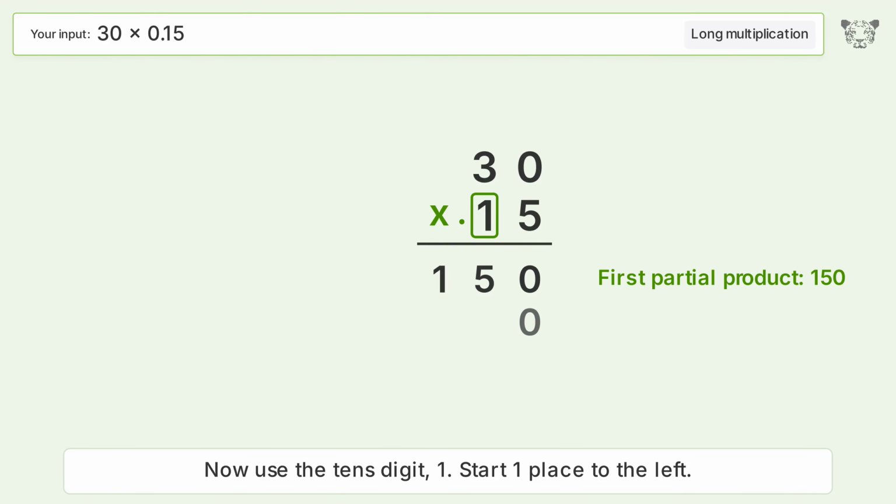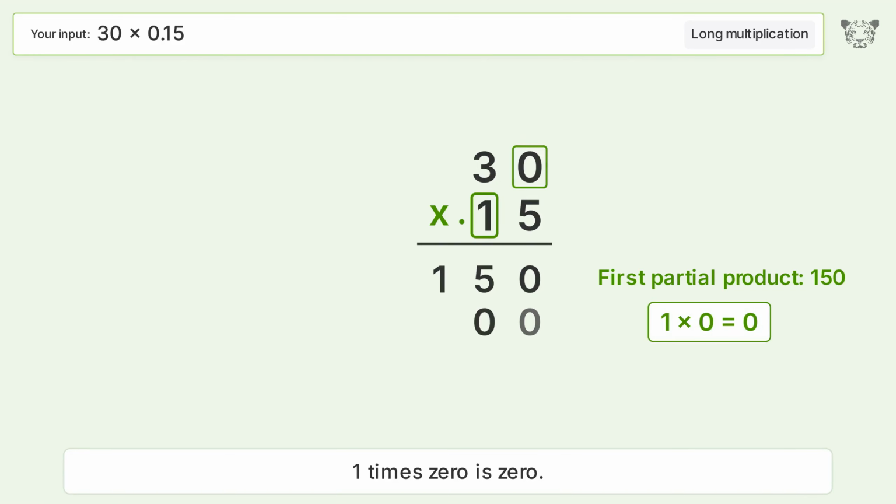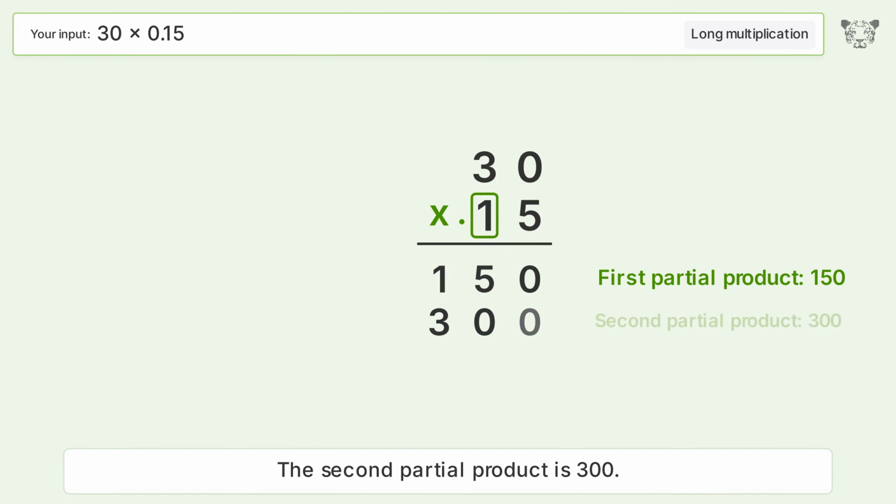Now use the tens digit, 1. Start one place to the left. 1 times 0 is 0. 1 times 3 is 3. The second partial product is 300.